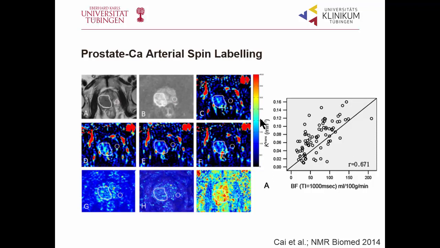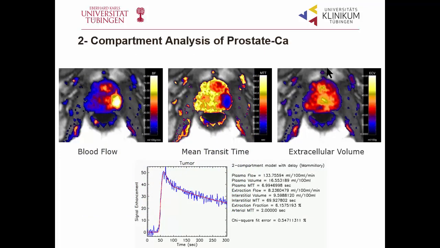Alternatively, we also might use arterial spin labeling. So this is the first work that shows that prostate cancer also shows higher perfusion measured with ASL, and there's also a good correlation to K-trans. So there might be the possibility to perform a prostate cancer MR without exogenous contrast agents. However, this is just preliminary work, and there's only one study out there.